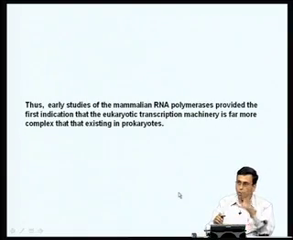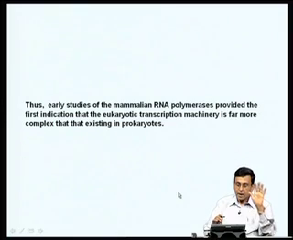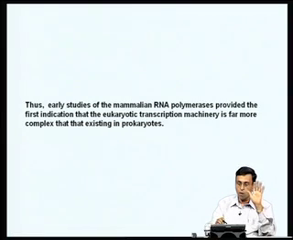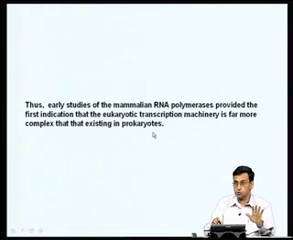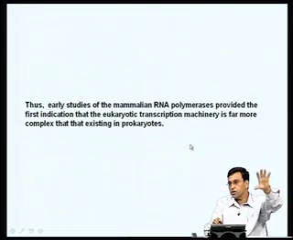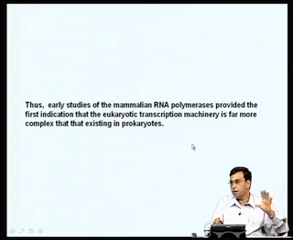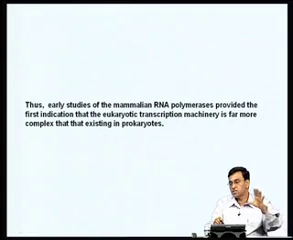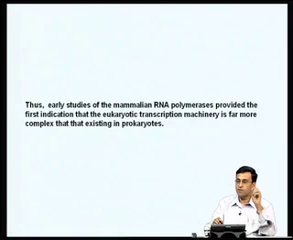Now, what I told you so far is that early studies of the mammalian RNA polymerases provided the first indication that the eukaryotic transcription machinery is far more complex than that existing in prokaryotes. I think you will now agree. In the case of E. coli, you just had 4 subunits of the core enzyme, and maybe a dozen or 2 dozens of sigma subunits, and with that E. coli was able to manage differential gene regulation.